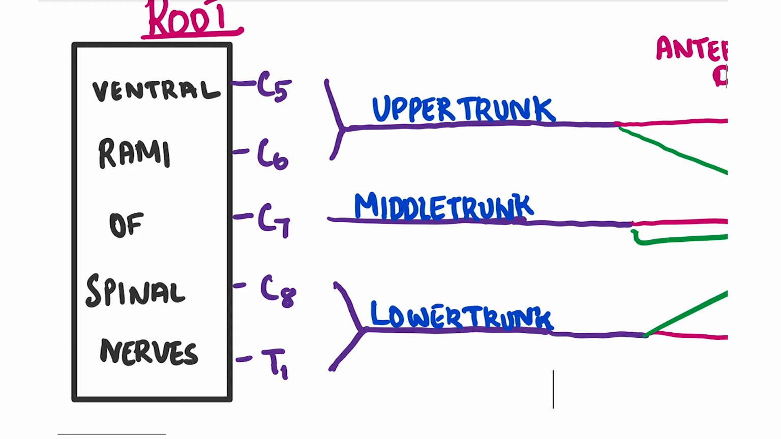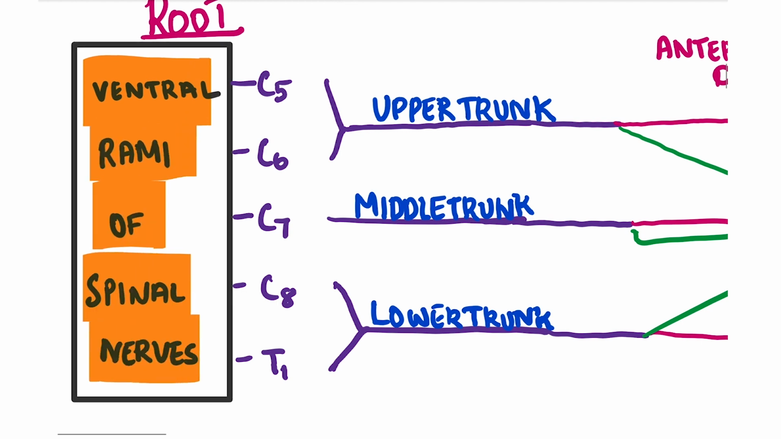The next topic is the brachial plexus, and a lot of MCQs will be asked from it, people. So let's begin with the brachial plexus. From where is it originating? The brachial plexus originates from the ventral rami of your spinal nerves C5, C6, C7, C8 and T1. So the roots of the brachial plexus are the ventral rami of spinal nerves C5 to T1.